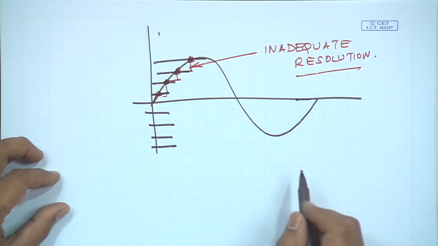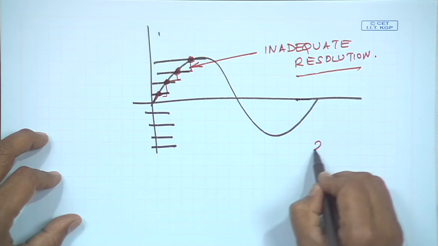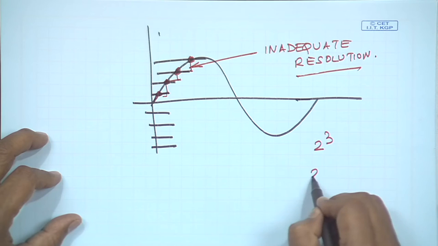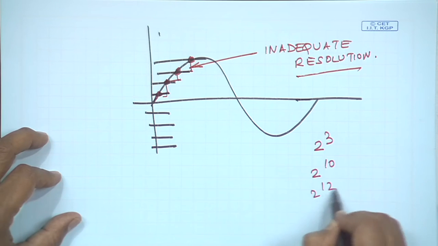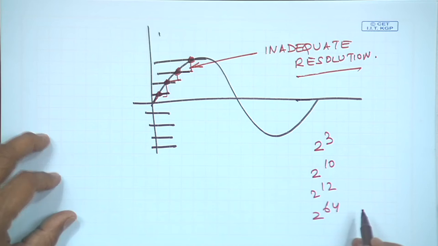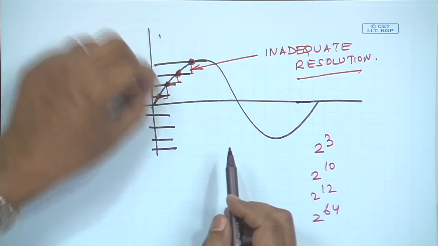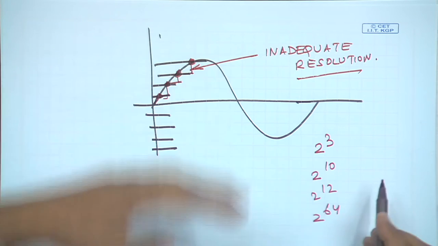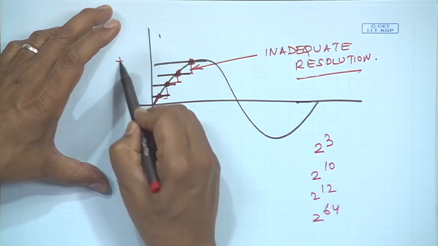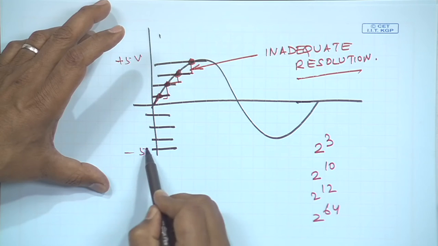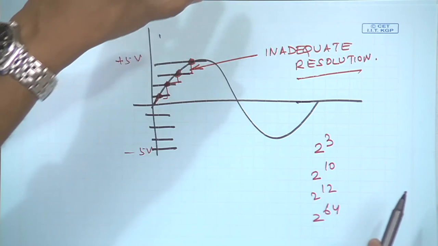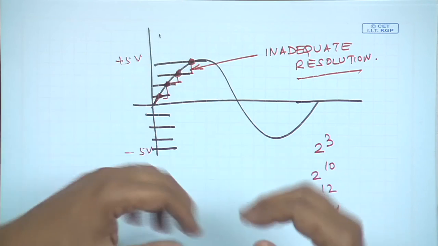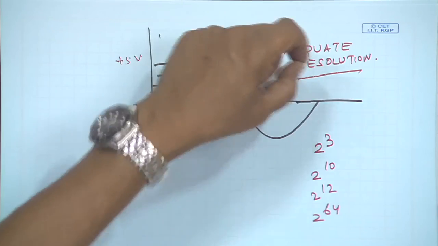And I'm sure all of you will intuitively say, instead of 2 to the power 3, if I had 2 to the power 10, 2 to the power 12, 2 to the power 64. And you know why a 64-bit laptop costs more? For this reason, and accuracy is more. Because the amplitude fineness becomes very, very fine. I can store the same value of, maybe plus 5 volt to minus 5 volt, in large numbers of bit values. So the amplitude resolution is very, very fine.